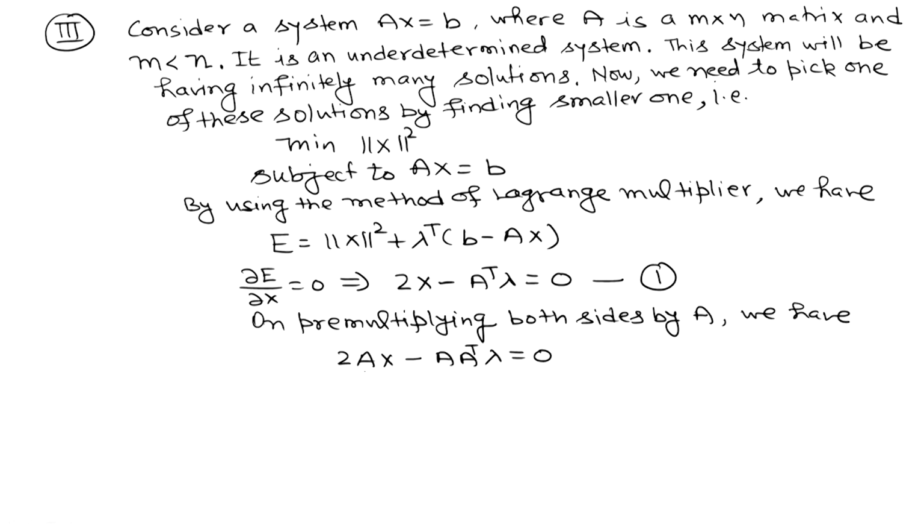Now, as you know, my system is Ax equals b. So, this Ax I can replace by b. So, this will become 2b minus A A transpose lambda equals 0. So, from here I can write lambda equals (A A transpose) inverse into b, provided the inverse of A into A transpose exists.